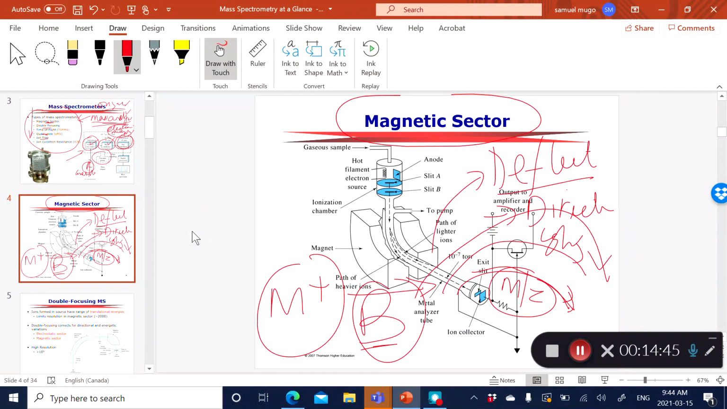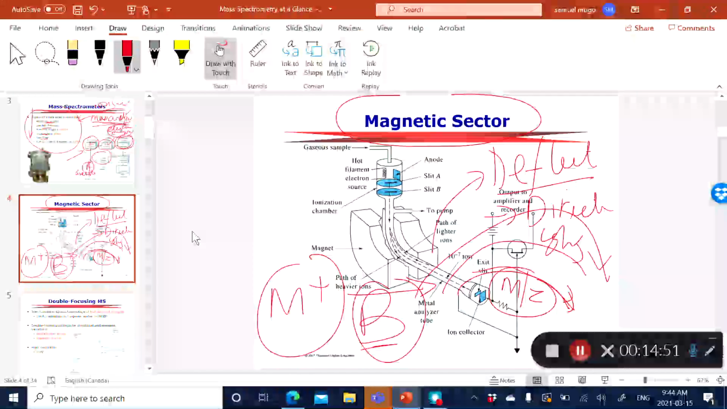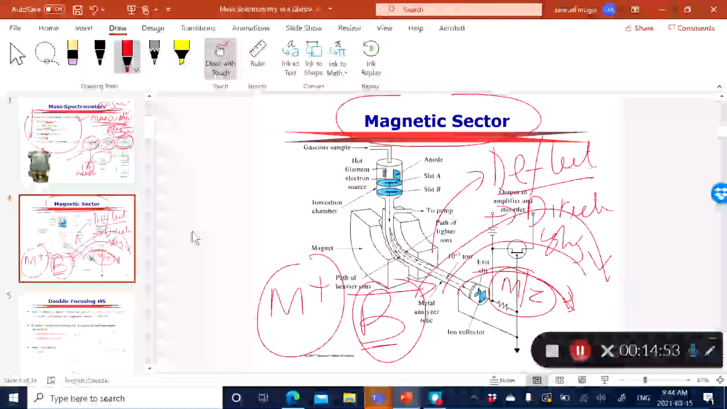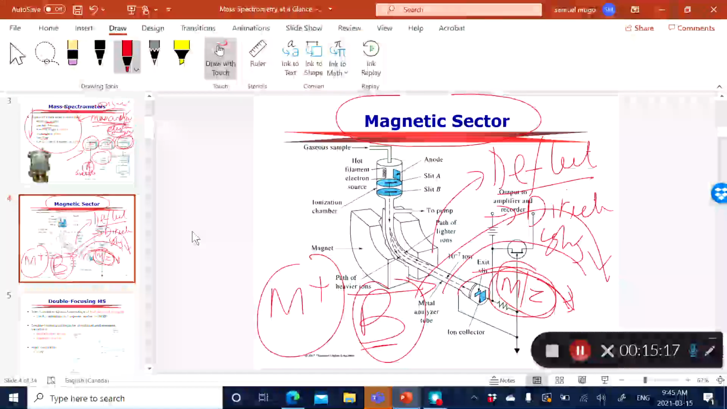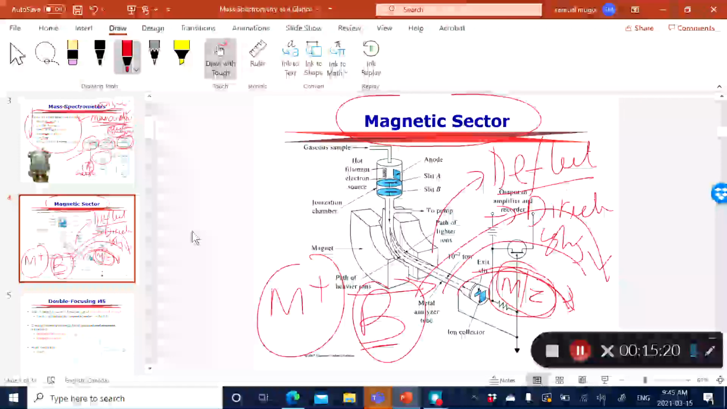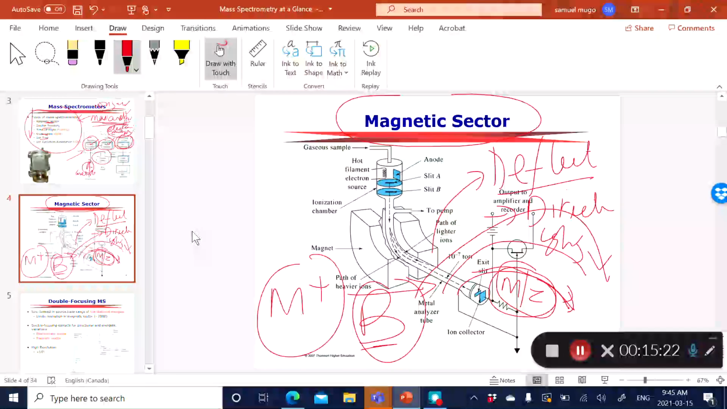And so based on that, you'll be able to resolve the ions based on their mass to charge, because of their preferential change of direction based on the magnetic field that you impart on the system. Again, as I said, if they are fairly light ions, then they're going to be deflected a lot more. If they are fairly heavy, then they would not be deflected as much. And so based on that, you do the resolution.